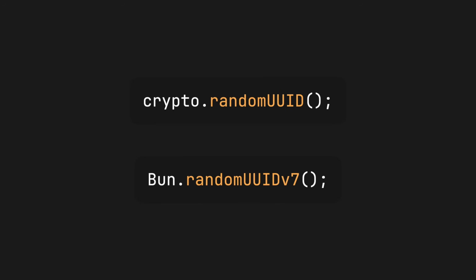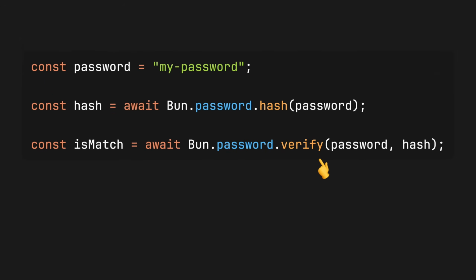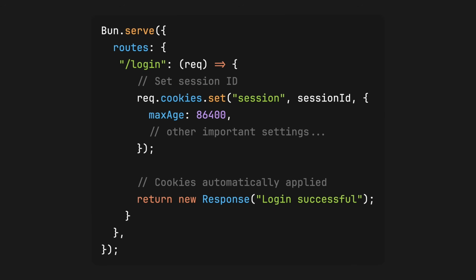Firstly, Bun makes it easy to generate v4 or v7 UUIDs when new users sign up. And we can handle password hashing and verification with bun.password. We can also easily manage user sessions with Bun's methods for setting cookies. It's as easy as setting a cookie on the request. The modified cookies are automatically applied to the returned response.